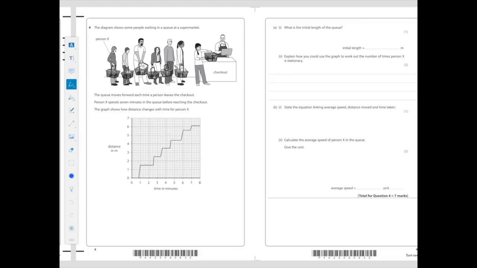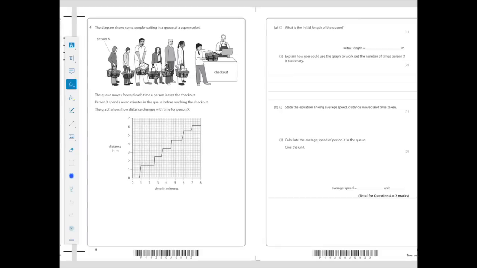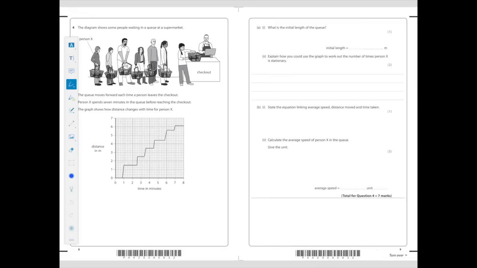And notice that it is a distance time graph. So what is the initial length of the queue? And we're looking for that in meters. So all you have to do is read off here on the y-axis. So read along and you'll see, if my pen wasn't as fat, that it is 6.1 meters.